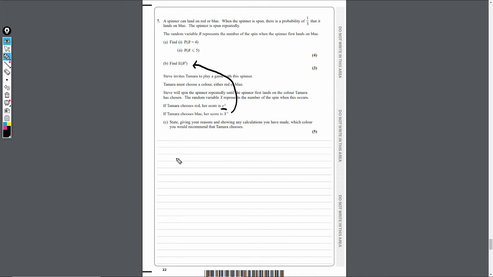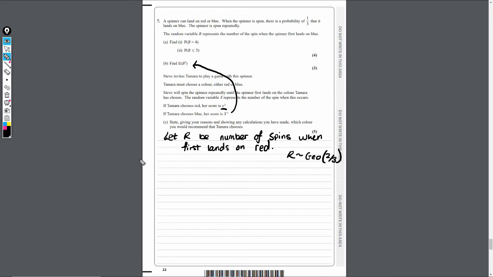Well, let's model it with another geometric distribution. So let's let R be the number of spins when it first lands on red. So write that down. Let R be number of spins when it first lands on red. Okay, so I'm going to model this now using R distributed geometrically with my probability being 2 over 3, because that's the probability that it lands on red.